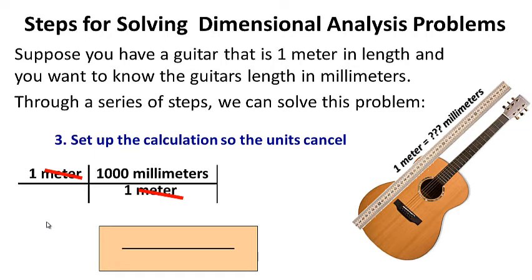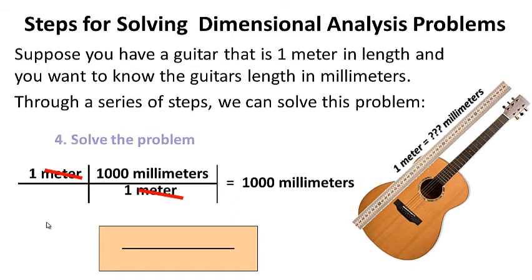So step 4, solve the problem. At this point, it's a simple multiplication and division problem. 1 times 1,000 divided by 1. Think of this as a big division line. 1 times 1,000 divided by 1 gives us 1,000 millimeters. That was a particularly easy problem. Let's move on to one that's a bit more challenging here.